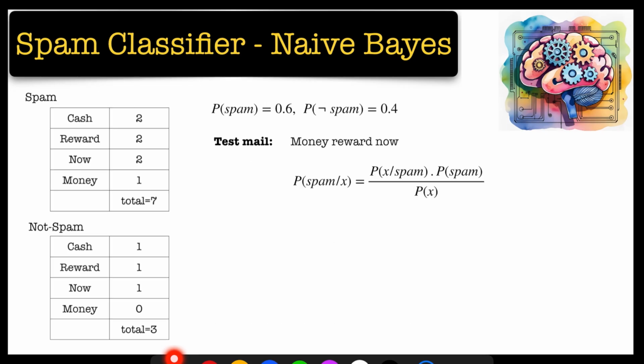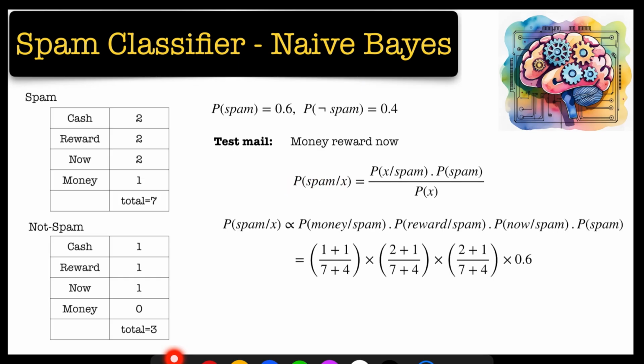Next we will calculate the probabilities with Laplace smoothing. Here, probability of spam given x is proportional to probability of money given spam times probability of reward given spam times probability of now given spam times probability of spam. How many times did money occur in spam? One time, and the total words is 7. So we'll take 1 plus 1 divided by 7 plus 4, where 4 is the vocabulary size.